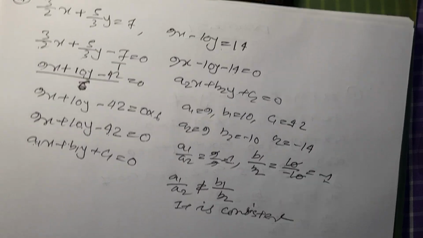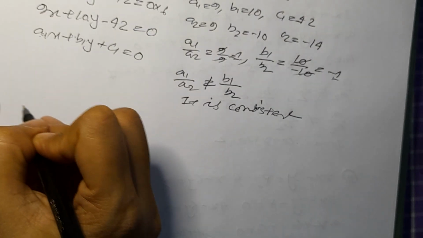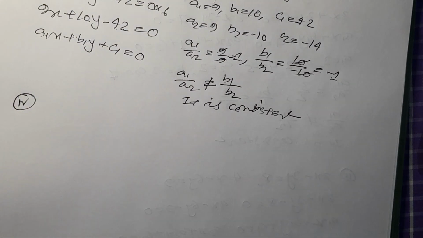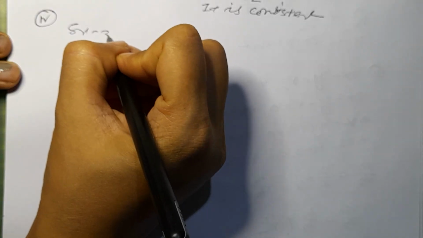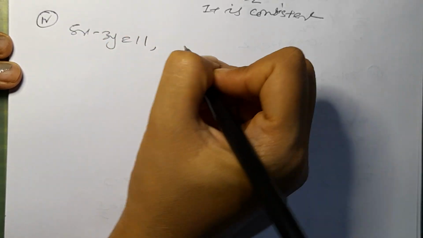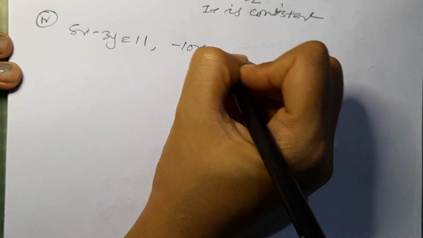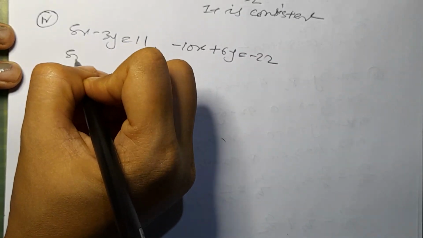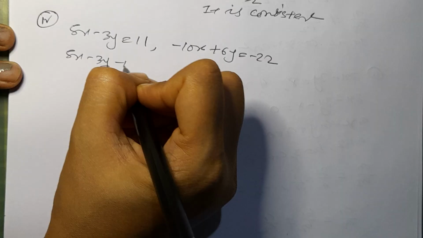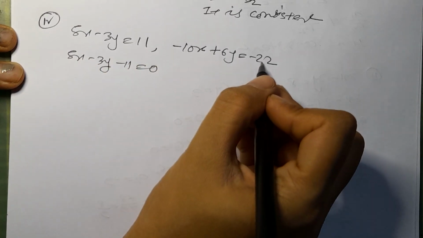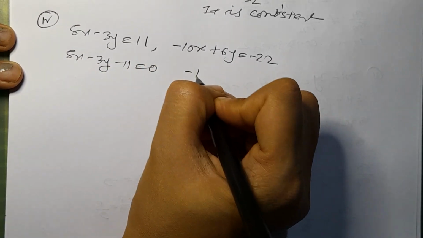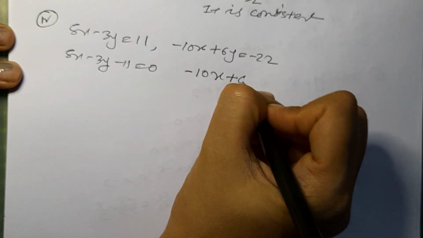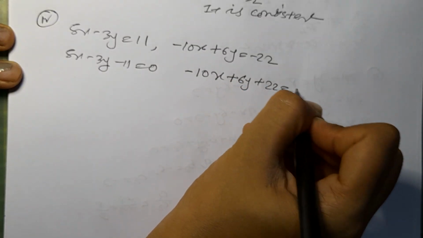After that, question number 4. All the equations are given. That is 5x minus 3y equal to 11. Another one is minus 10x plus 6y equal to minus 22. Bring 11 this side. So 5x minus 3y minus 11 equal to 0. Bring the minus 22 this side. It will be minus 10x plus 6y plus 22 equal to 0.